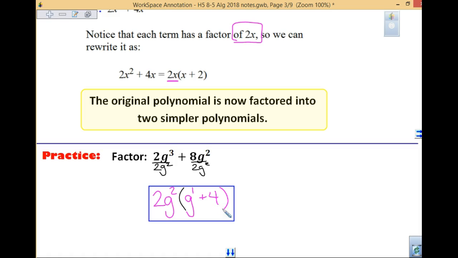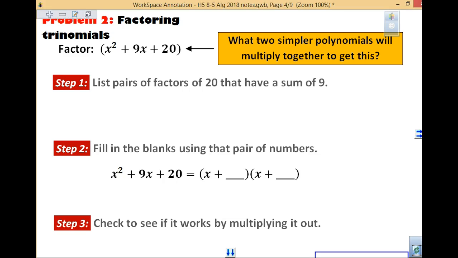Okay, you know how to do this. This one is the same as you've seen before. But this problem is a little different. So it says, what two simpler polynomials can multiply together to give this? List the pairs of factors of 20.